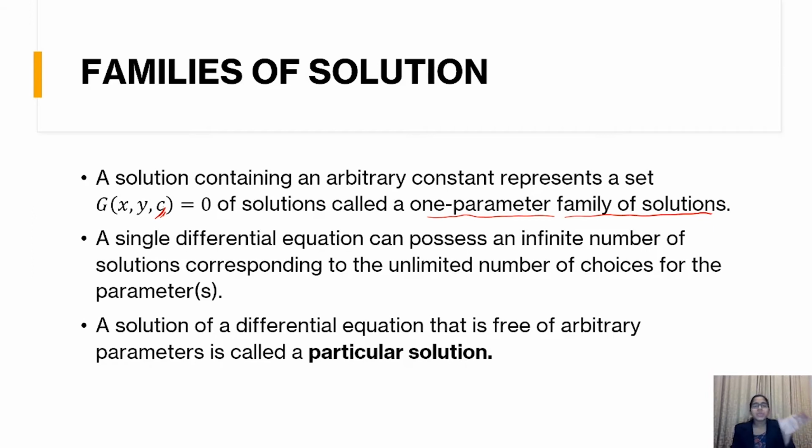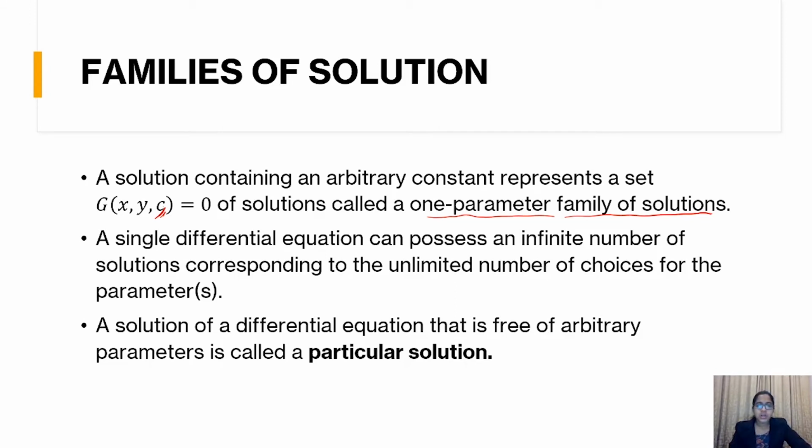So x square plus y square is equal to 25, and there is no parameter in it. There is no c or c1 or c2 etc. in it. So any solution which contains no parameter is called a particular solution. That is, we substitute some value for that parameter. Okay, so that is called a particular solution.